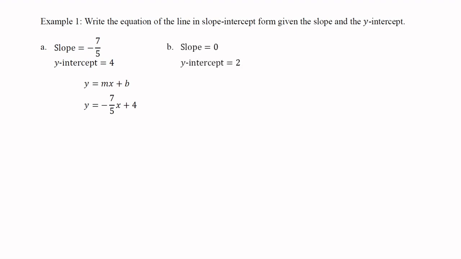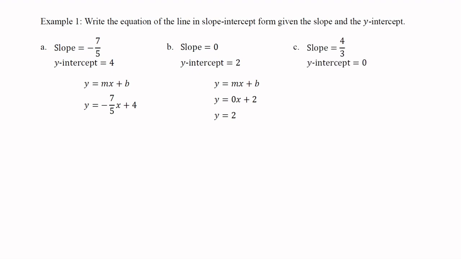If the slope is 0, then we would plug 0 in for m, but there's no reason to write 0x. So we could just write, using the y-intercept, y equals 2. And remember that a linear equation or a linear function with a slope of 0 is a horizontal line. So your y is going to be the same value all along that line.